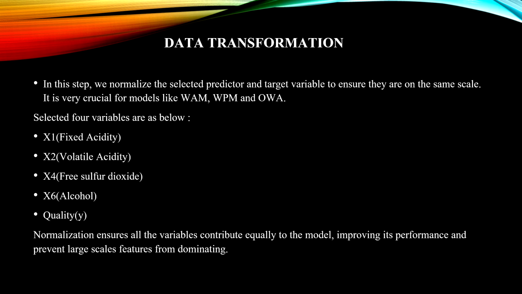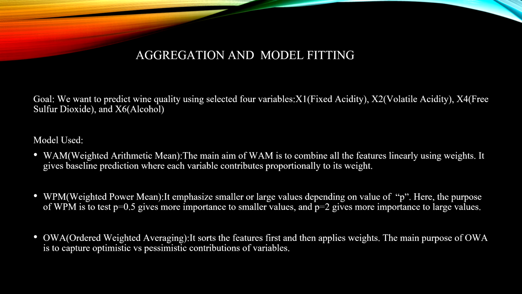In data transformation, we normalize the selected predictors and the target variable to ensure that they lie on the same scale. The normalization ensures all the variables contribute equally to the model, which helps to improve its performance and prevent large-scale features from dominating.